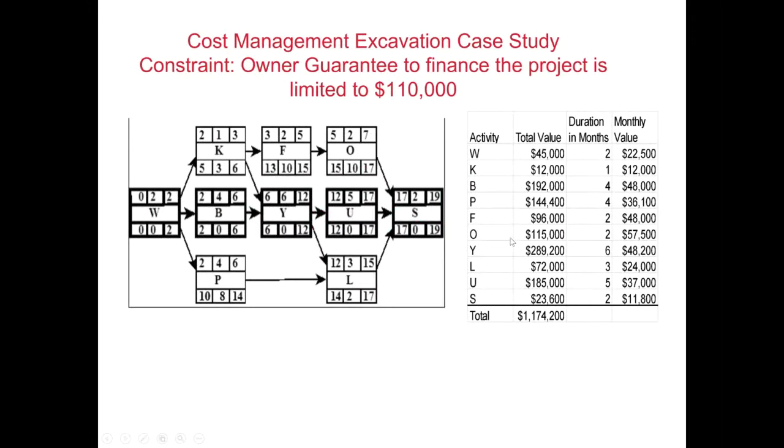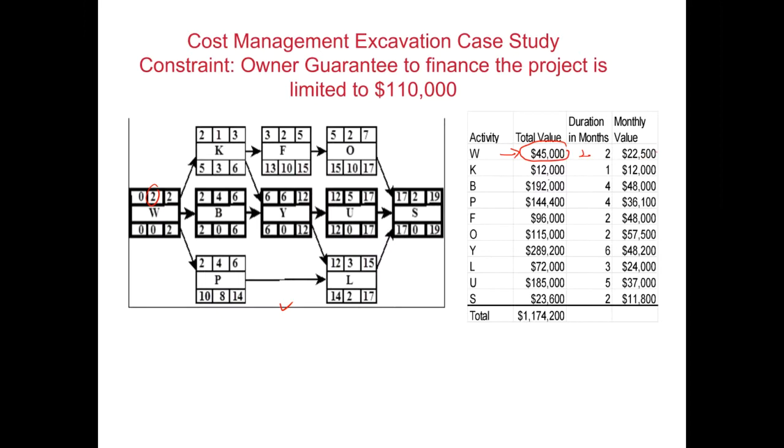So here is an example. In this example, the network diagram and the CPM calculation are given. For different work packages, the total value is indicated, the duration in months is indicated, and the monthly release. So activity W is an activity which takes 2 months to complete, and the total value is 45 grand, which means that every month you're going to get half of that, which is 22.5.